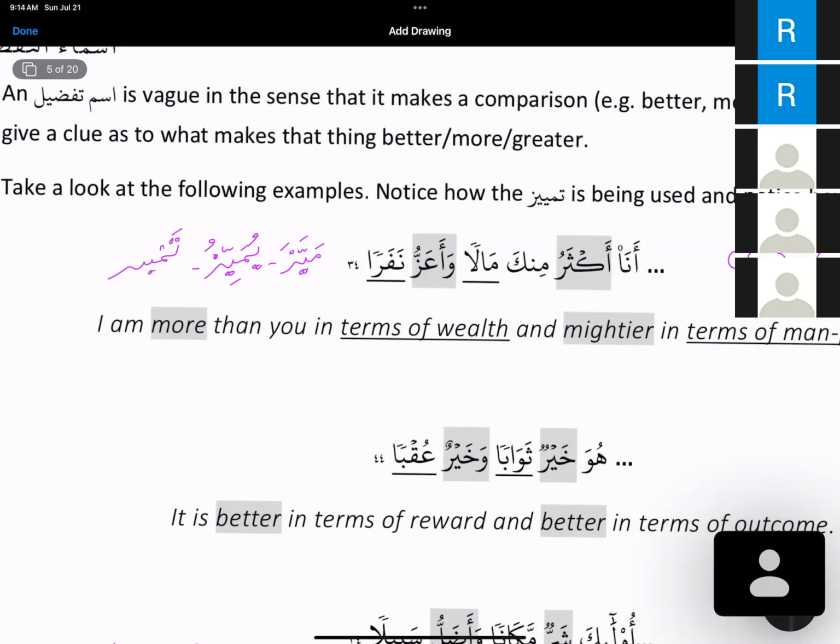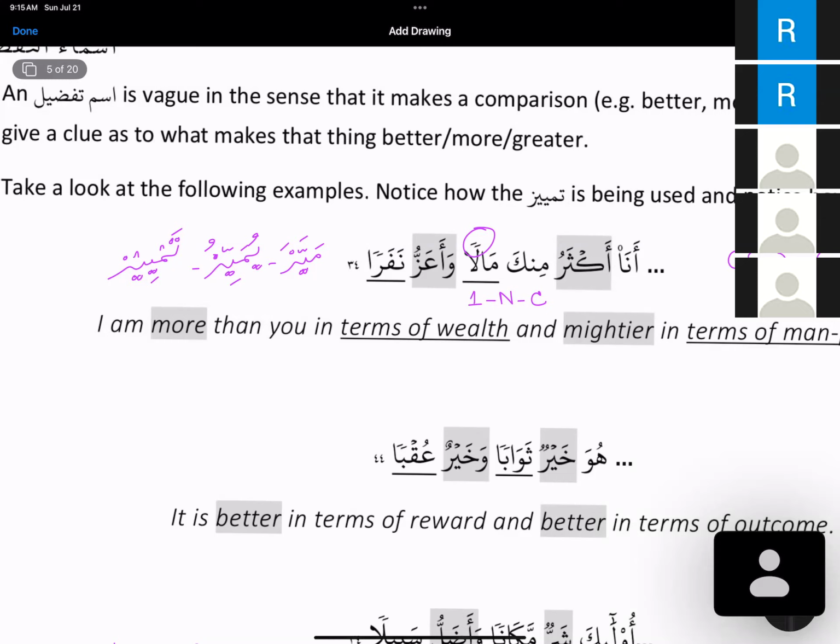In Urdu we say tamyiz, but that is different. Don't confuse it with that, okay? Tamyiz is basically manners in Urdu, but this is tamyiz, on the pattern of tafa'il. This is something that clarifies. So ana aksaru minka, I am more than you. In what sense? Malan. Malan is singular, malan is mansub, and malan is common. So these three things we're going to find.